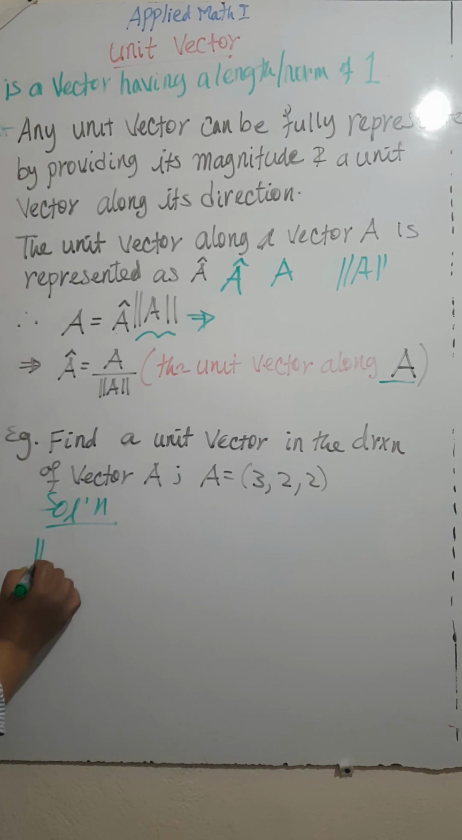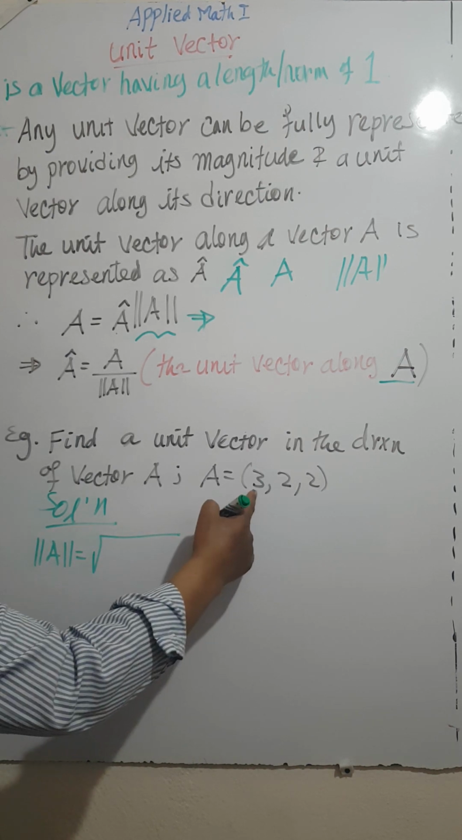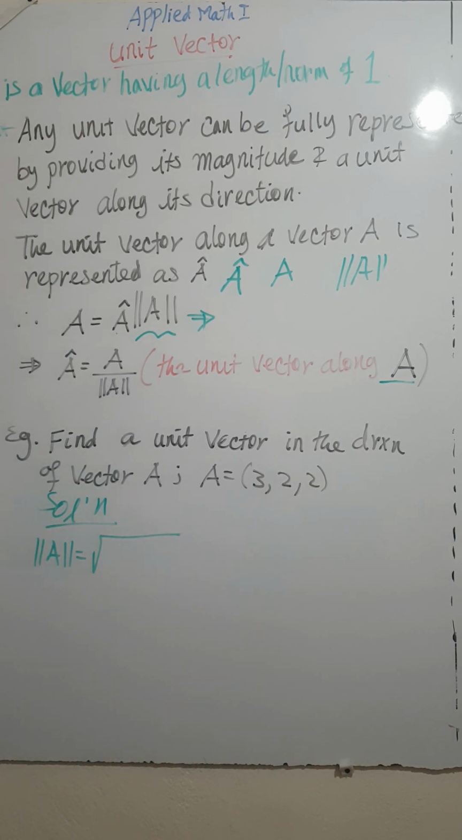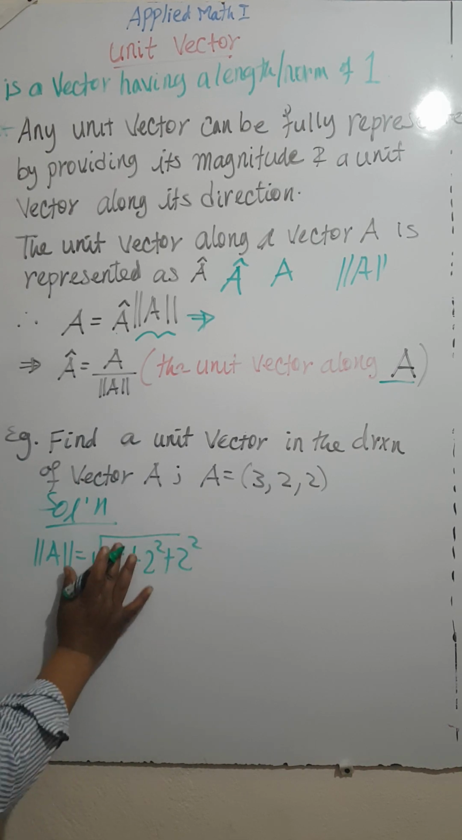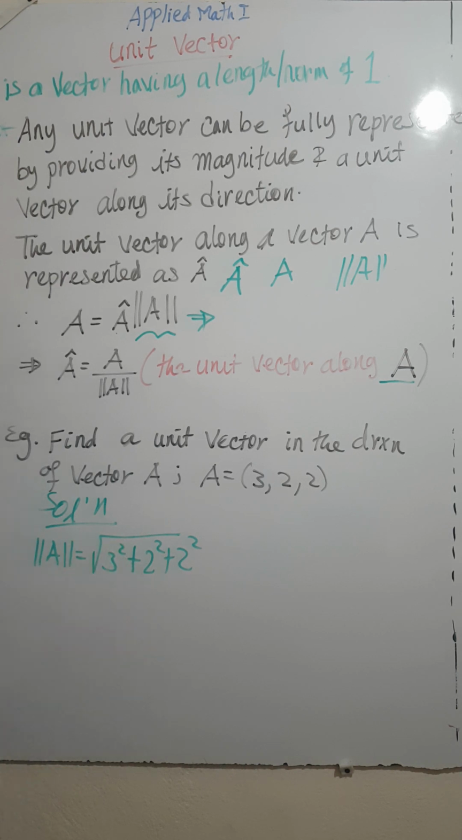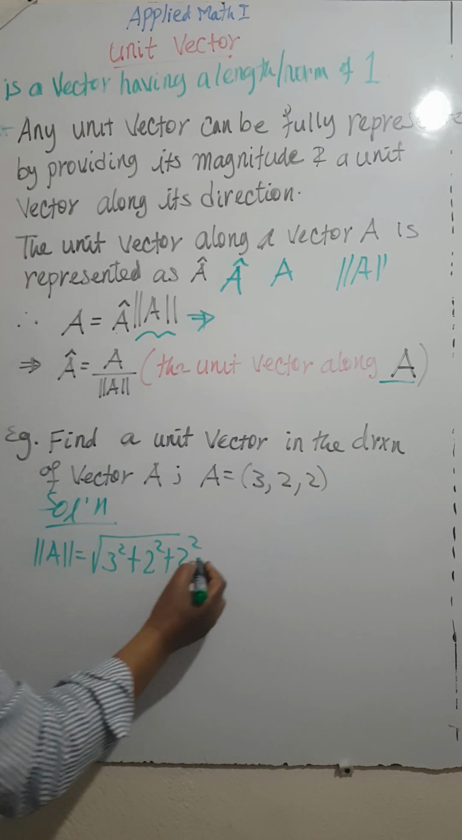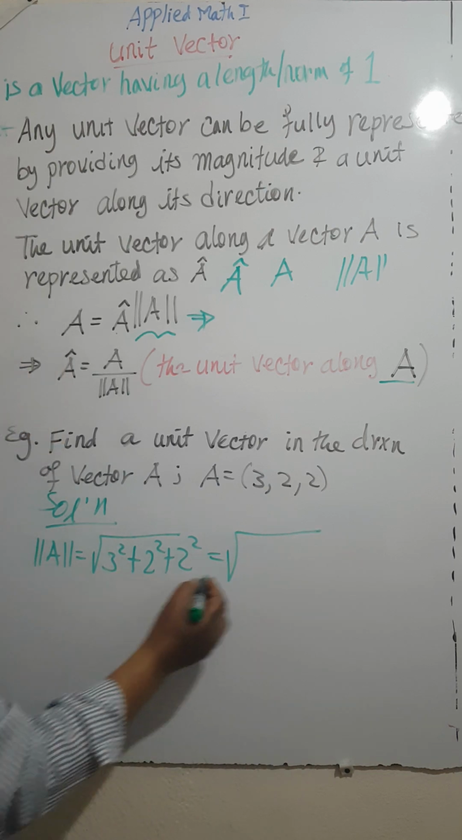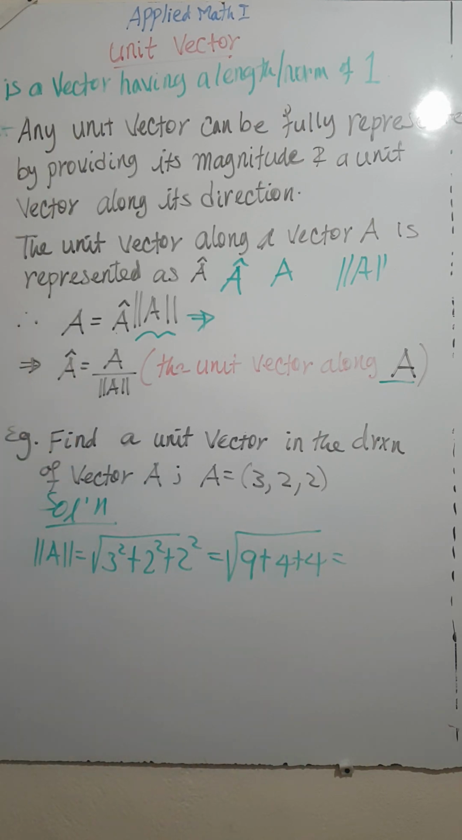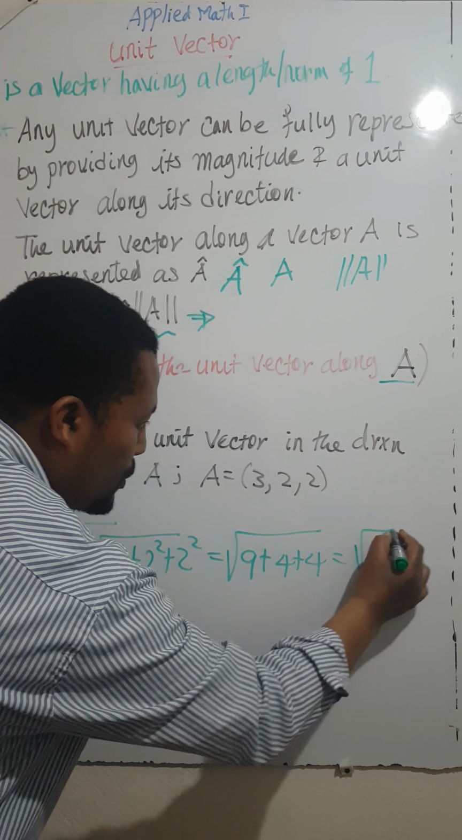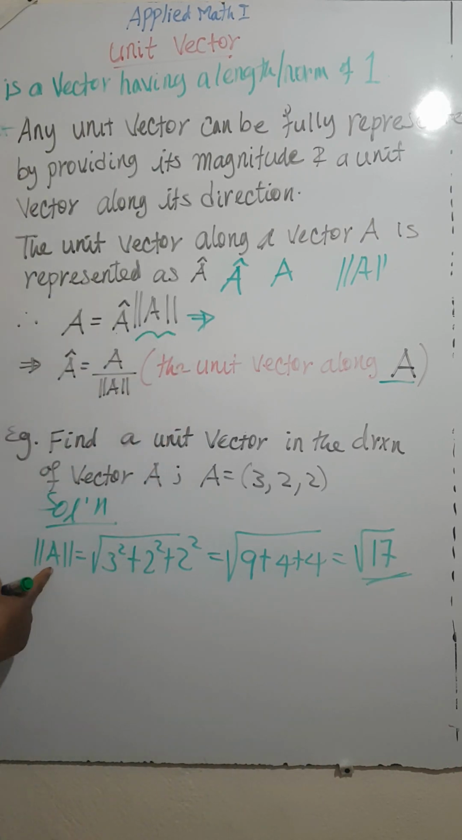As you know from before, the norm of A is equal to the square root of the sum of the squares of these numbers, the numbers along x, y, z. So the norm of A is equal to 3 squared plus 2 squared plus 2 squared. Okay, so this is going to be the square root of 9 plus 4 plus 4, which is 17. The square root of 17 is the norm of A.